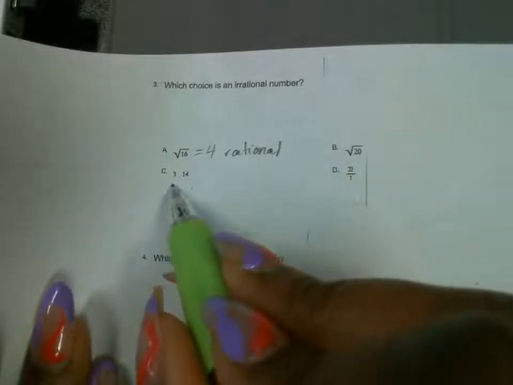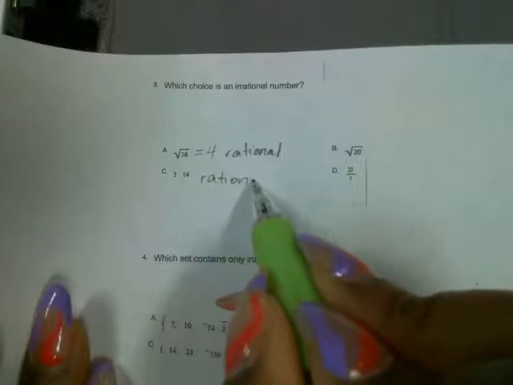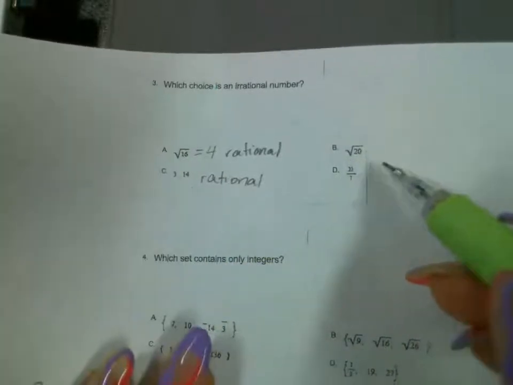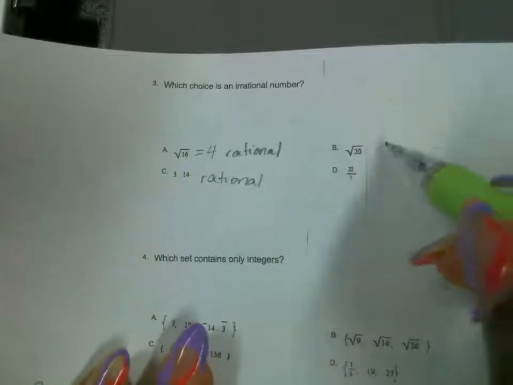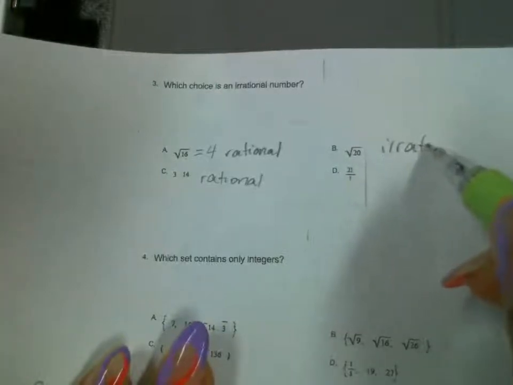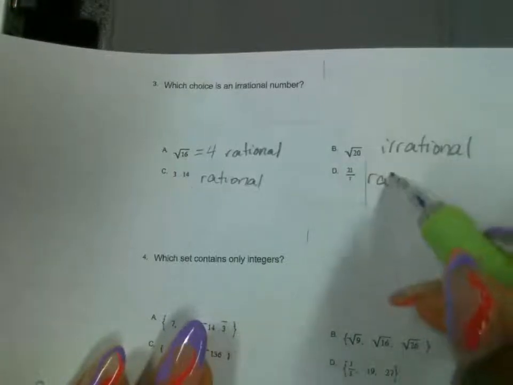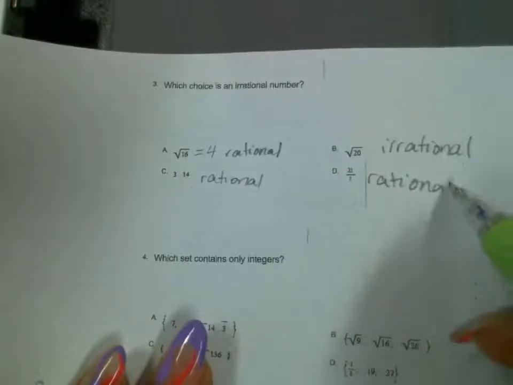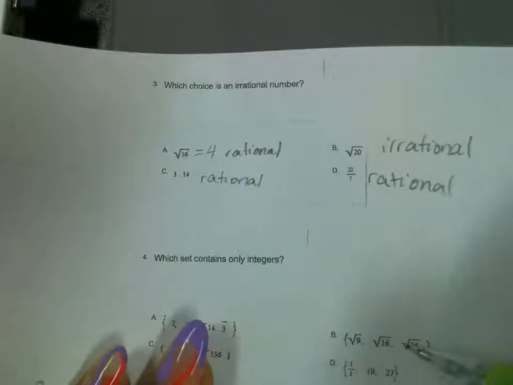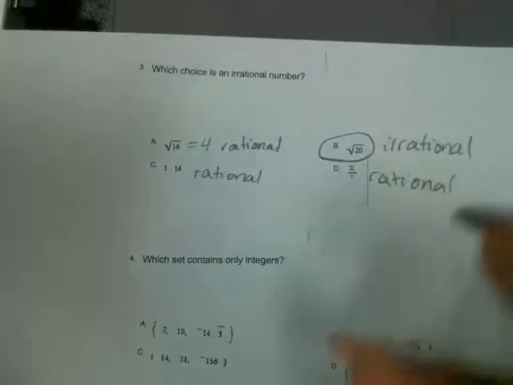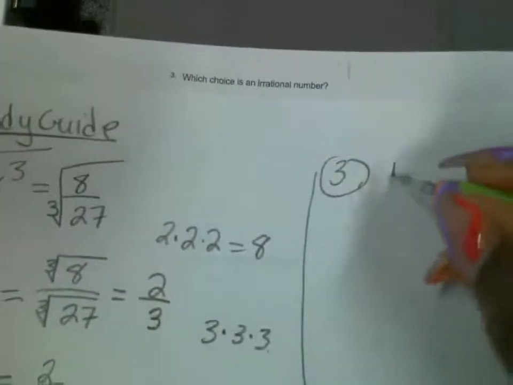This number is a decimal and it stops. This is rational. You don't see the dots at the end. That's rational. The square root of 20 ends up being a decimal. It's not a perfect square, so this is irrational. It's a non-perfect root. And if it's a fraction, it's rational, okay? Fractions are rational. So the one that's irrational is B. So on my paper, I'm going to put B, okay?